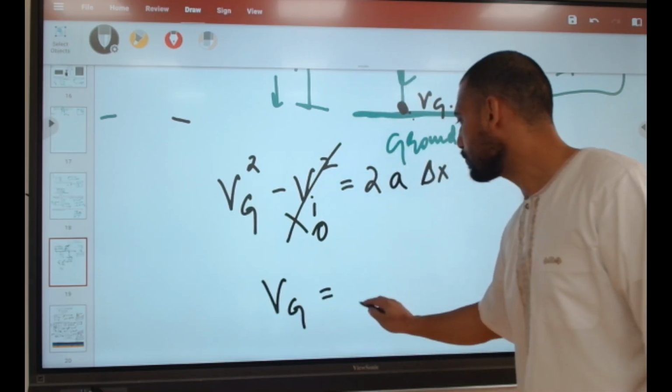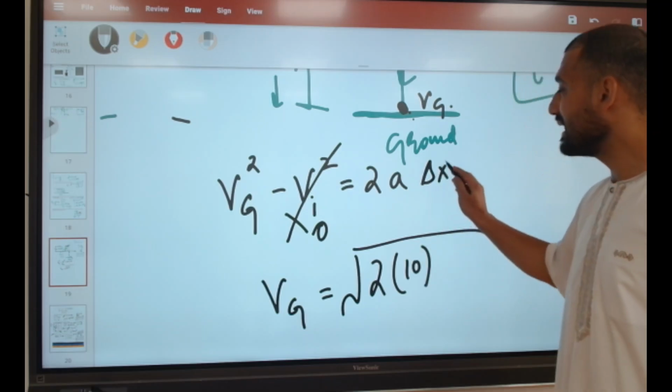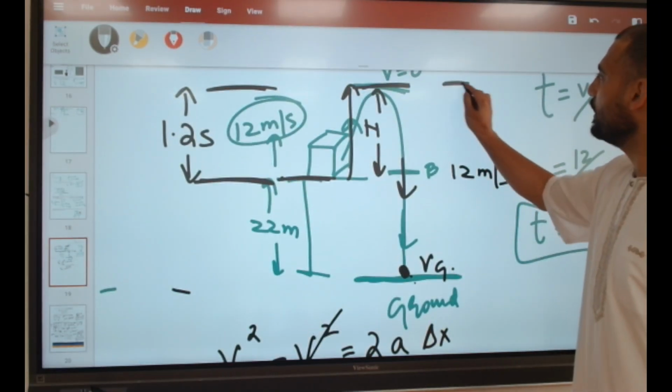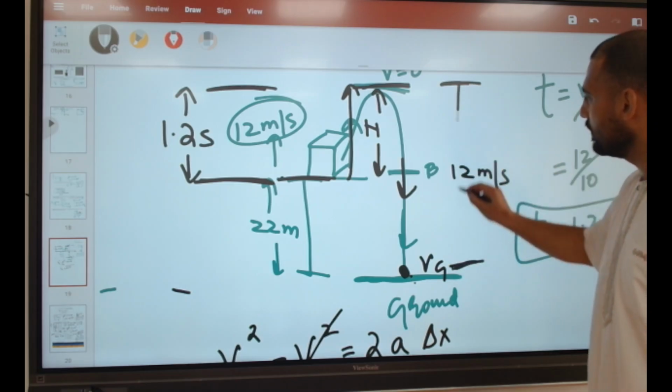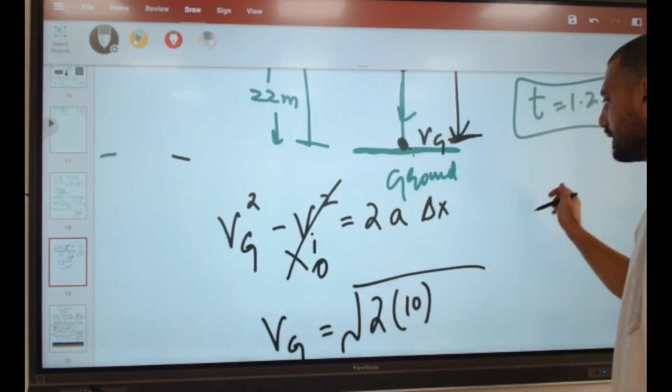Yes, it will be equal to the square root of 2 times acceleration times delta x. What is acceleration? What is delta x? Yes, it is the distance from this point to this point, isn't it? We found that. How much is that? Very good. That is 29 point.